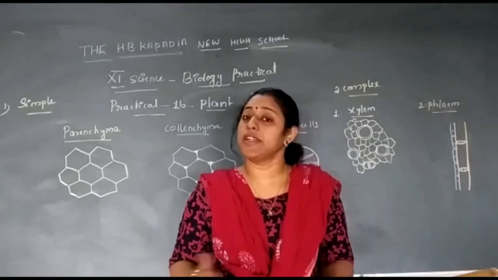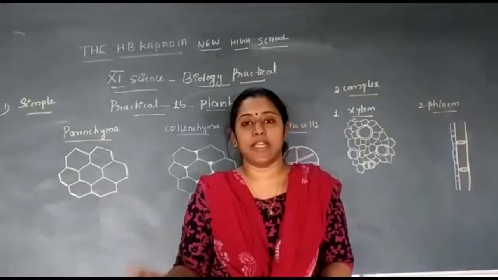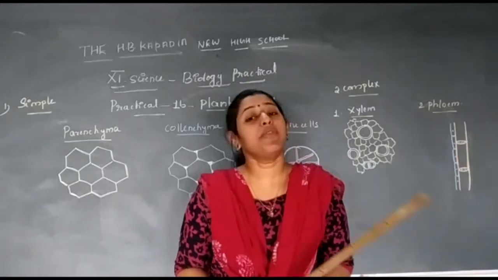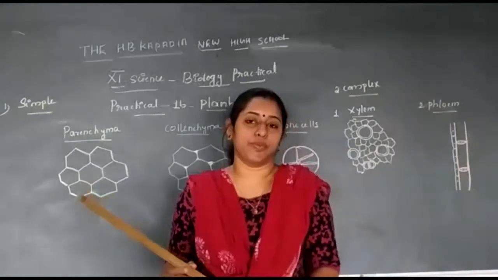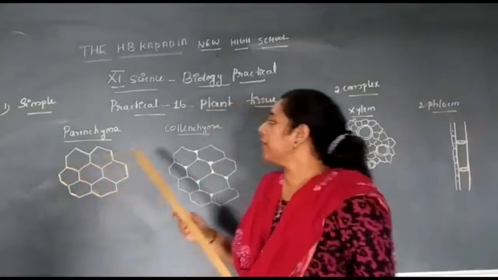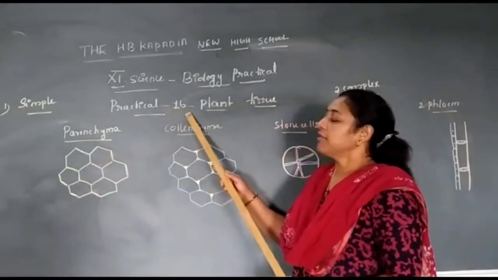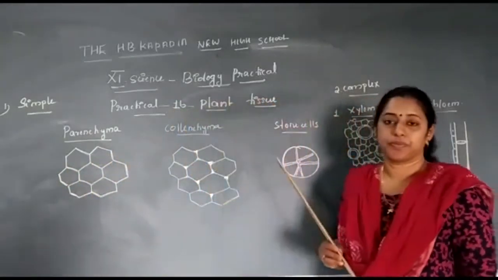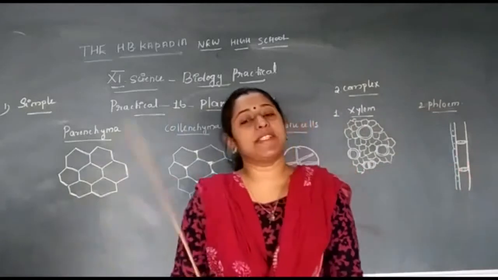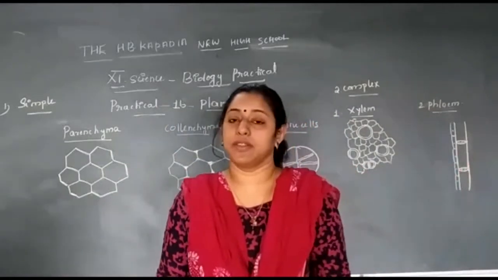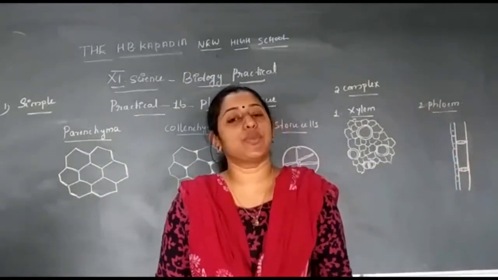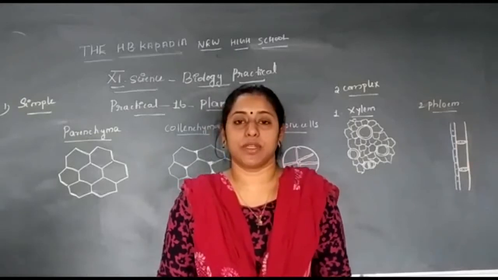Mainly, the tissues are two types, that is plant tissue and animal tissue. Today we will learn about plant tissue. So I am starting the practical, that is practical plant tissue. Plant tissues are basically divided into two types, that is meristematic tissue and permanent tissue.